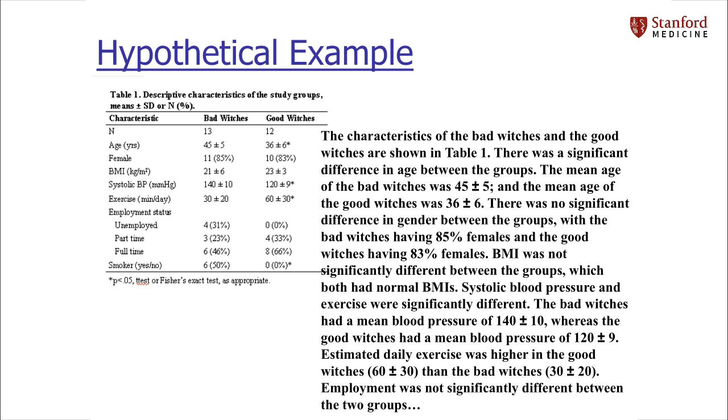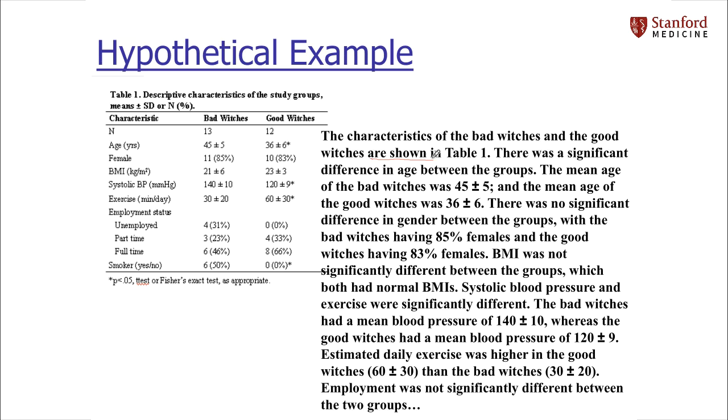The results section starts, the characteristics of the bad witches and the good witches are shown in Table 1. And I want to just point out here that they are shown, that's in the passive voice. And then the writer launches into a reading out of the table. The mean age of the bad witches was 45 plus or minus 5, and the mean age of the good witches was 36 plus or minus 6.